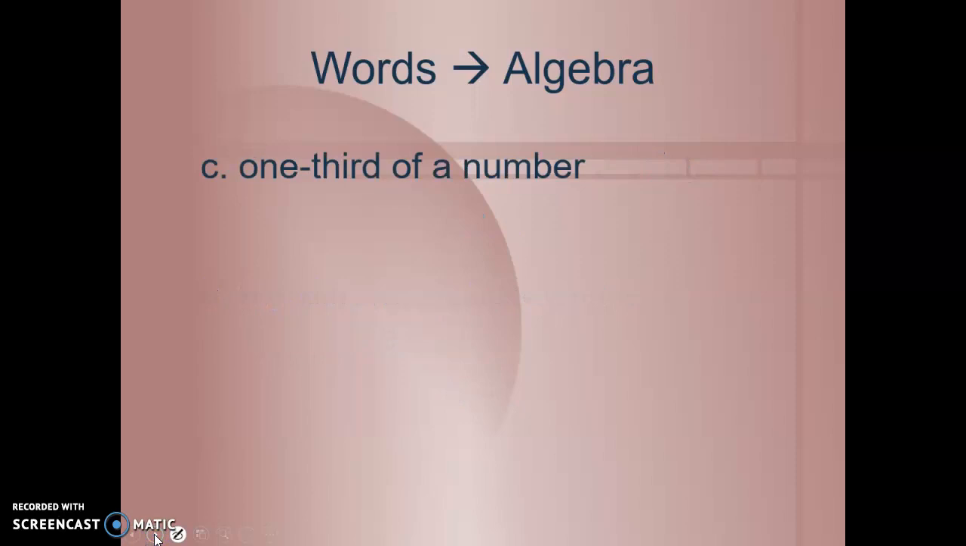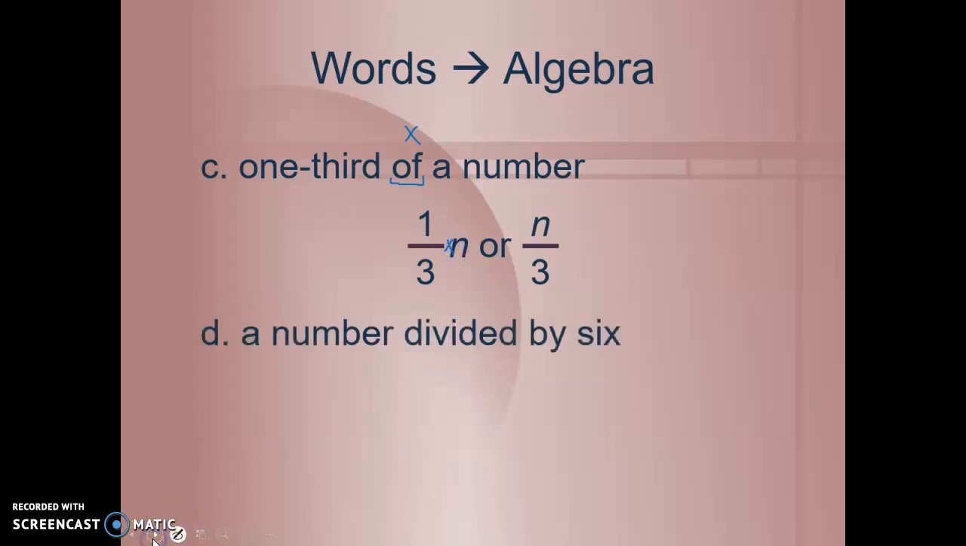Try this one, 1/3 of a number. How would we write that? Well, let's find our operation first. Our operation is going to be multiplication. Of means multiply. 1/3 we know is a fraction and a number is our variable. So 1/3 n, or we could even write that as n over 3. Now remember, we don't need to write the multiplication sign here. Multiplication is implied when we see a number next to a variable.